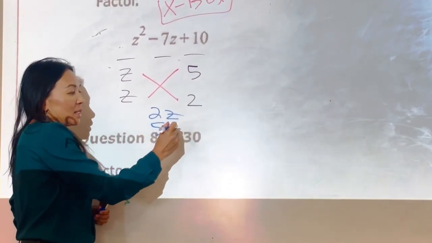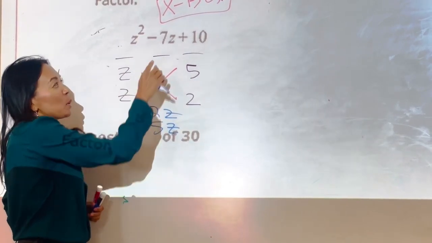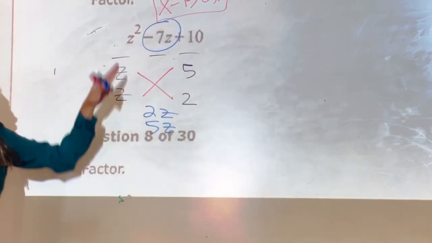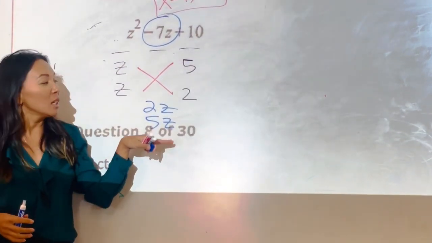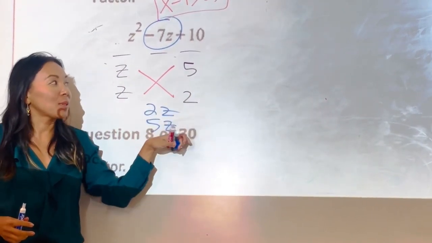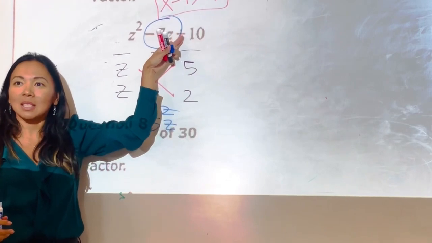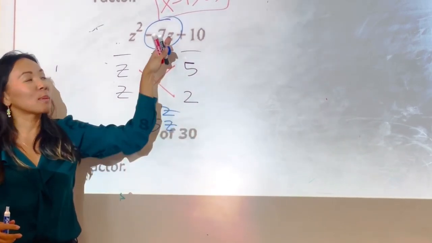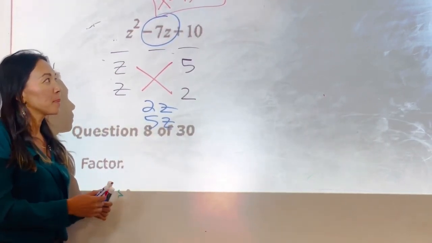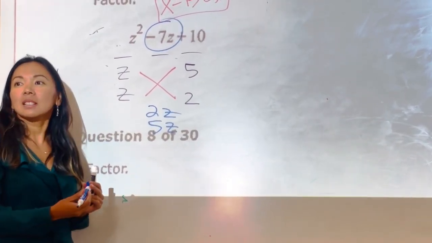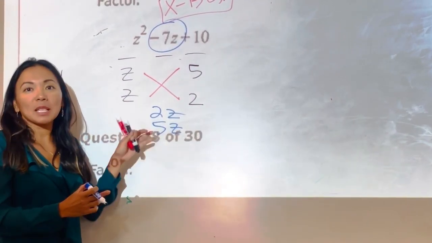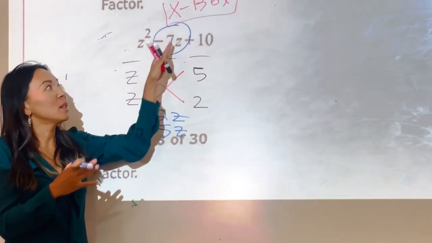Now you might be wondering, what's this middle term good for then? Well, this middle term is very important because it'll tell you whether you chose the right numbers or not. So I'm going to ask myself, can I add or subtract 2z and 5z to give me a negative 7z? Is there any way I could create this to become a negative 7z? Can I put any pluses or minus signs and combine them to create a negative 7z?